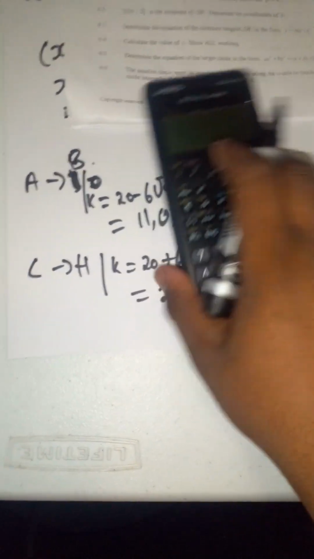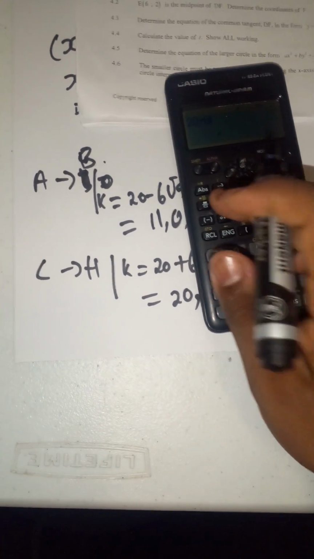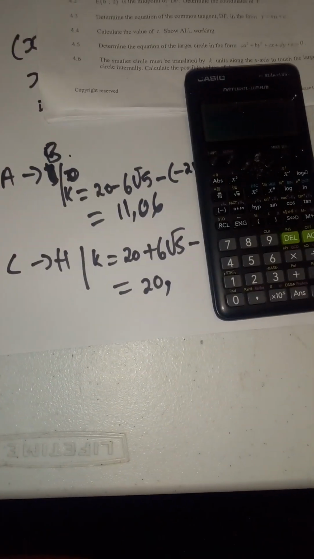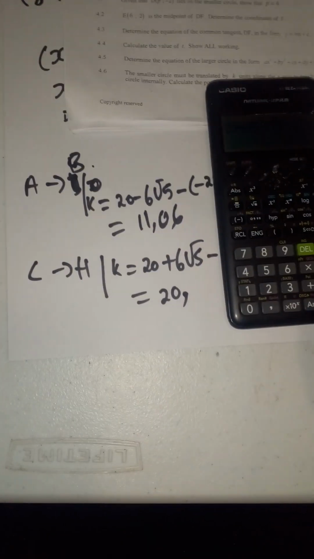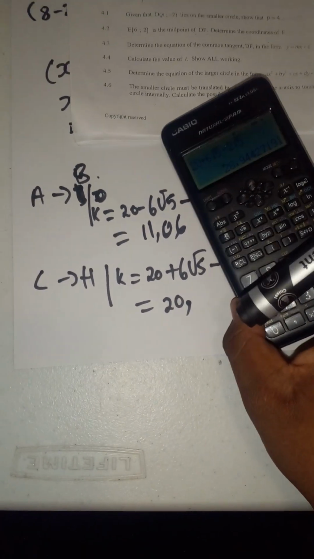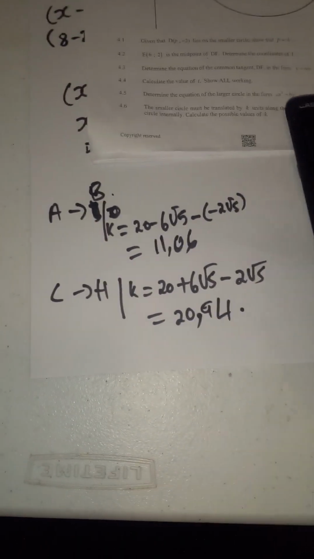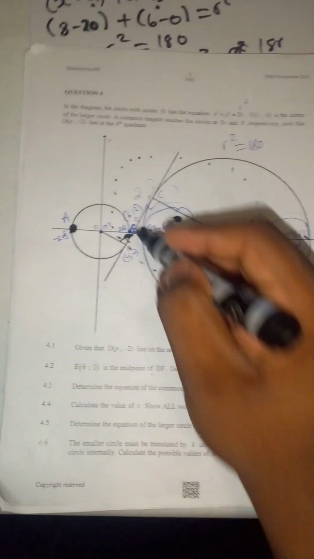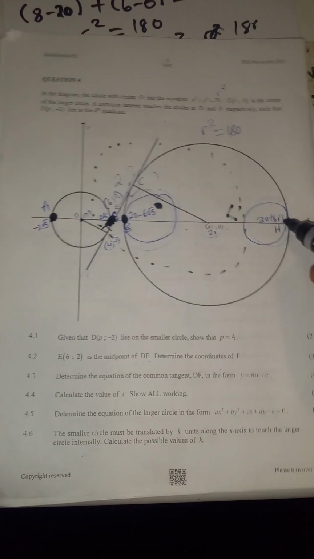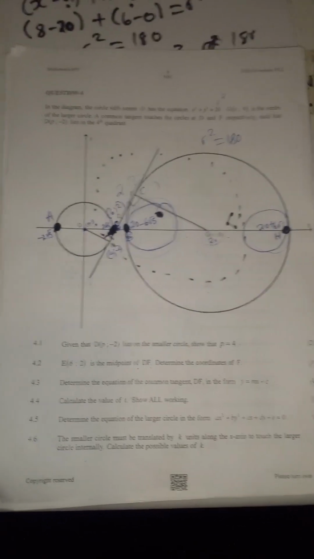Let me check quickly on my calculator. 20 plus 6 root 5 minus 2 root 5. Yeah, 20.9 if I'm correct. Okay, so that is how you must interpret it. We simply used this point up to this point, and then this point and that point. So that's how it is.